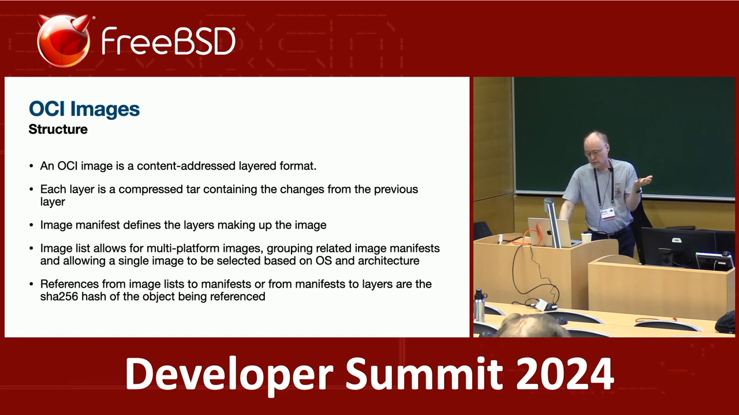So as I said, all the references between different things in this graph are using the SHA-256 hash of the object being referenced, and the leaves are files that are typically gzip compressed tar files that contain a delta from some other image, or perhaps if it's the first one, a delta against the empty image, so for the base.